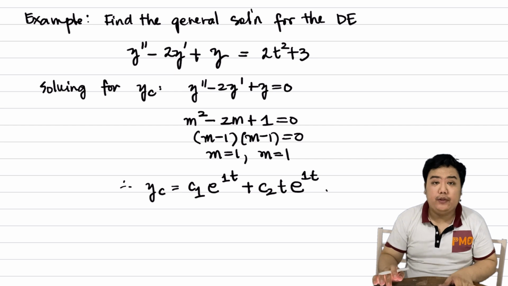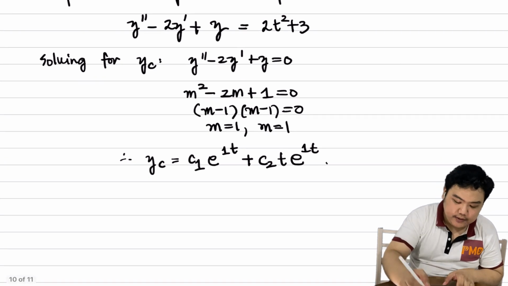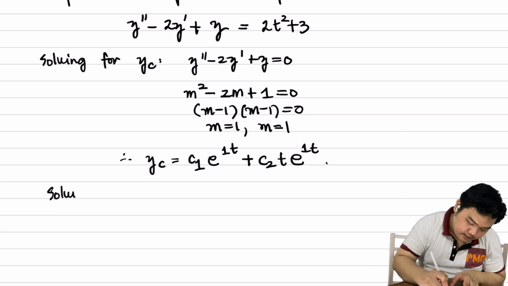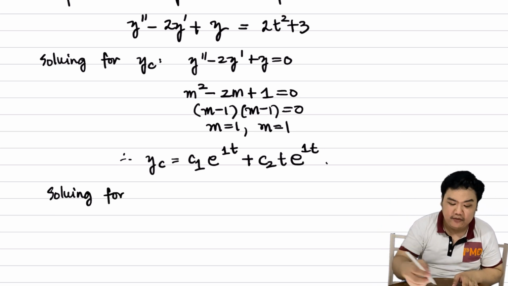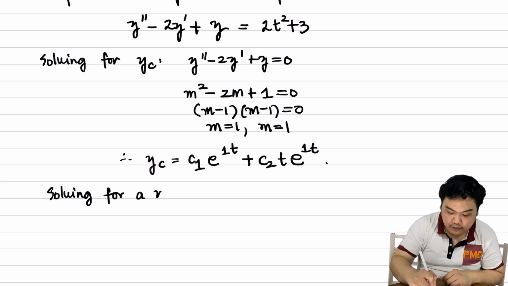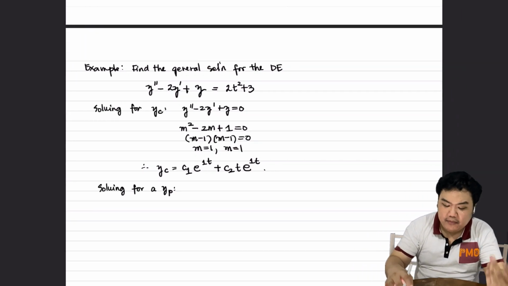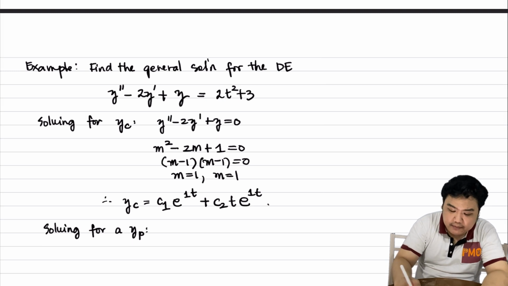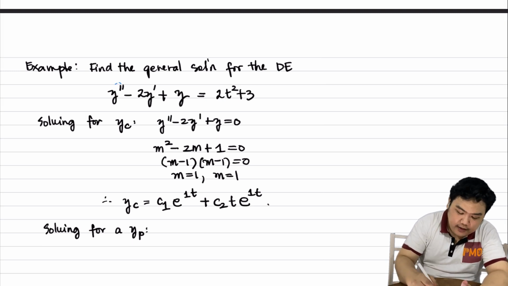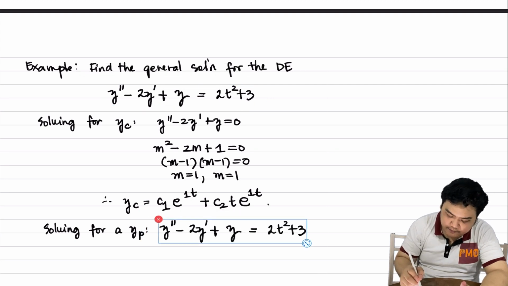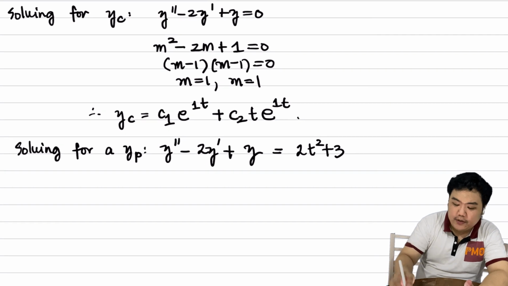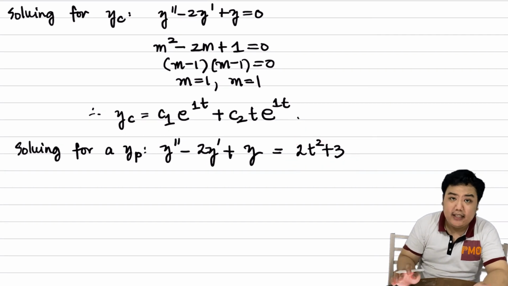Okay, now, time to compute for y sub p. Hindi ko pala dapat sinasabi na for the y sub c. Dapat for a y sub p. Kasi pwedeng marami ka namang y sub p na kandidato. Okay, so let me just copy our differential equation. Okay, as you can observe, yung right-hand side, this is a polynomial of degree 2 or quadratic polynomial.